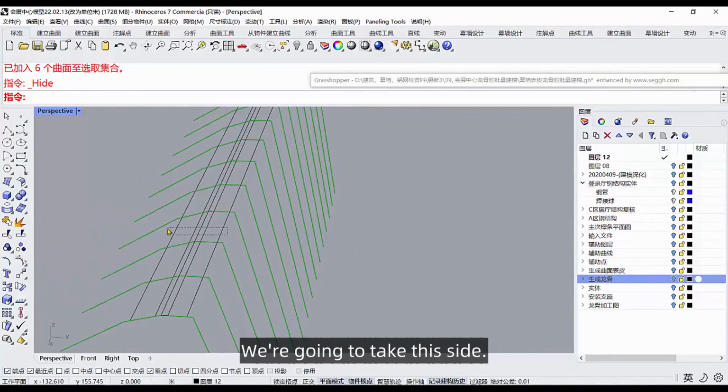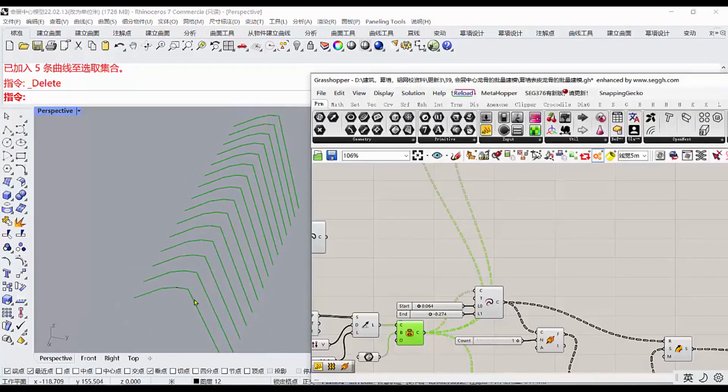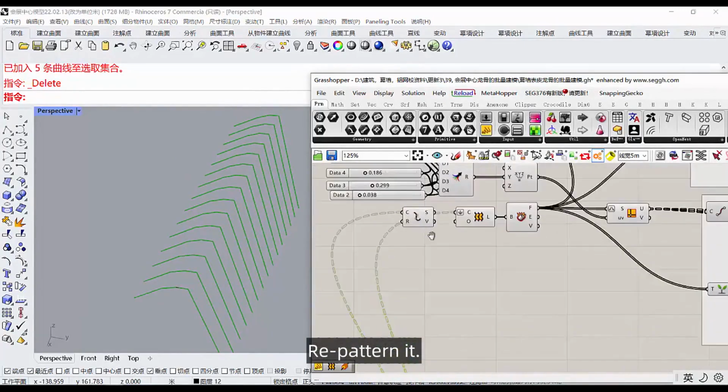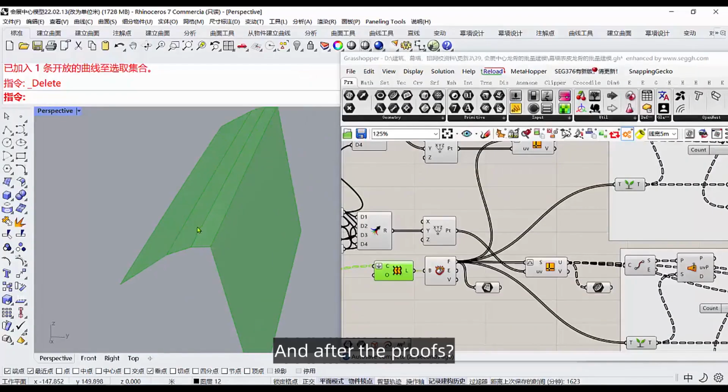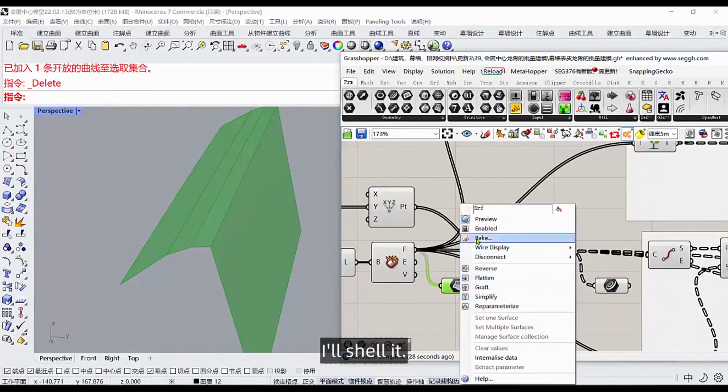Hide this layer. Let's take a look. We're going to take this side. Do it all over again. We can. What about these? Repattern it. And after the proofs, we're going to get this side. Let's take this side. I'll shell it.